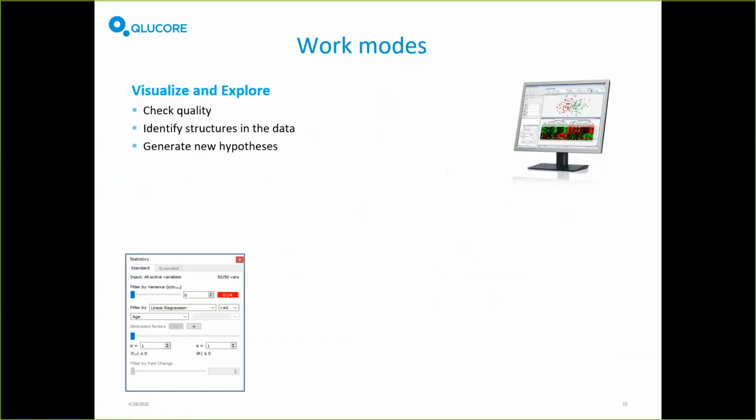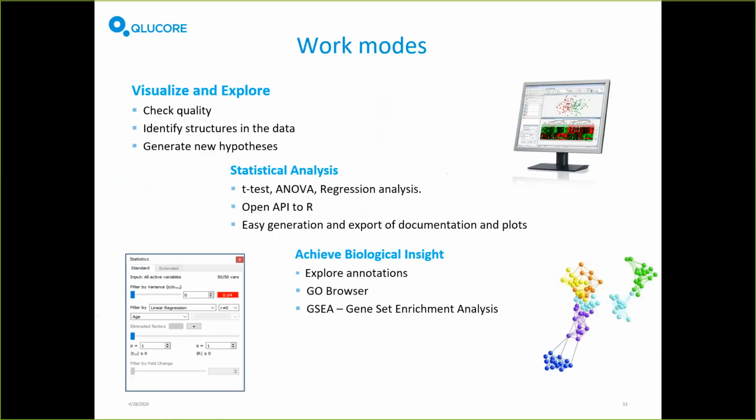Also, the software is basically built for visualization and exploration, but you can do a lot more than that. You can do advanced statistical analysis with ANOVA tests, t-tests, regression analysis. And if you want to do very advanced statistics, customized statistics, we even have an open API to R, so you can actually extend the statistics analysis within Omics Explorer with your own R code, which makes it easy for you to tailor the statistical analysis to advanced experiments.